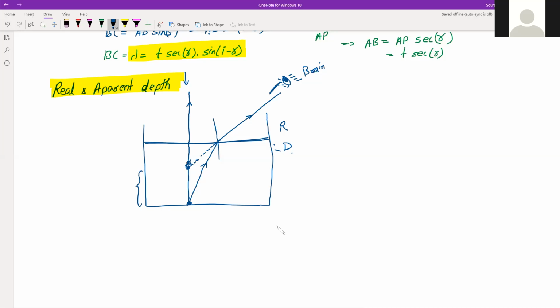If your eyes are here, then you won't be able to see or experience this shift. It is possible only if your eyes are here. Here it will be visible, and in this case, this apparent depth will not be visible. There will be mathematical explanations for this, which you can try to go through. If you are not able to find that, I'll send a recording for that, maybe tomorrow morning, and you can go through that.